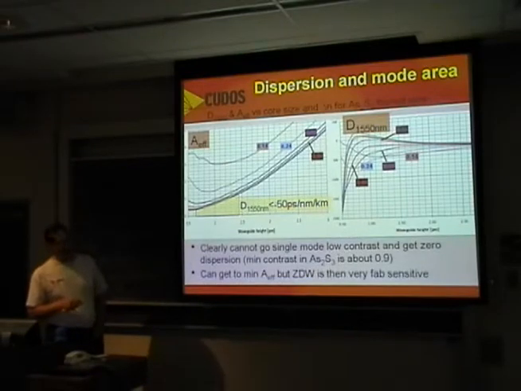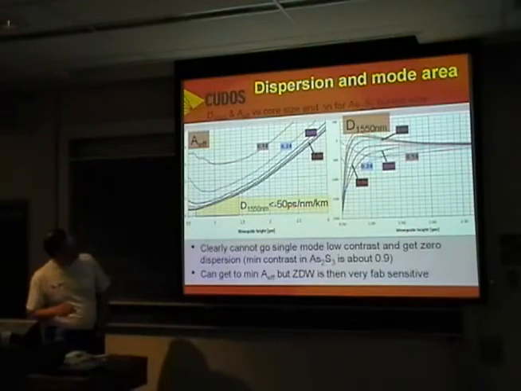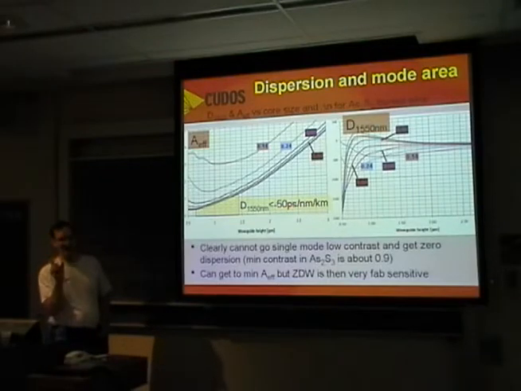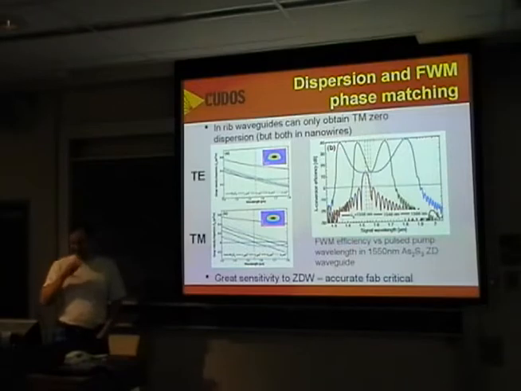We can get pretty close to the minimum effective mode area. The trouble is that puts us over here on these curves, where the slope of this dispersion is quite high, and any error in the fabrication results in moving the zero dispersion wavelength.